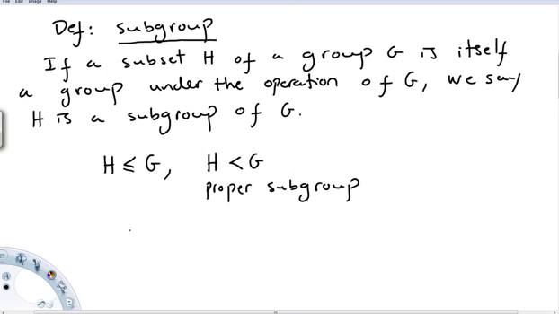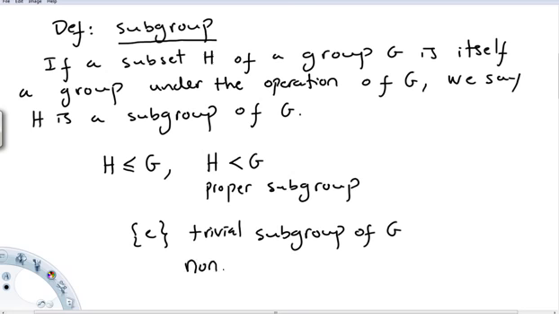For instance, you can check that if you take only the identity element, this is called the trivial subgroup of G. Okay. All the others that are not only the identity are called the non-trivial subgroups of G.